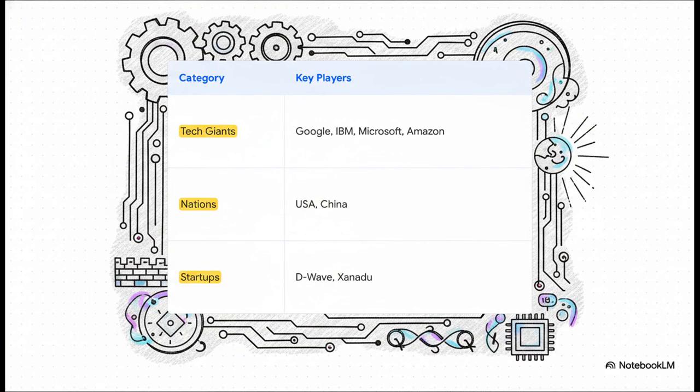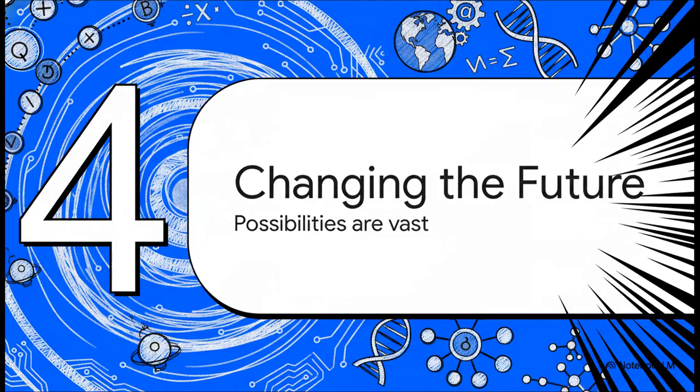And believe me, this race has a ton of players. You've got the tech giants like Google and IBM, and they're pouring billions into this. You've got entire nations, like the US and China, treating this as a matter of strategic national importance. And then you've got these really nimble startups, like D-Wave and Xanadu, who are pushing the boundaries in completely new ways.